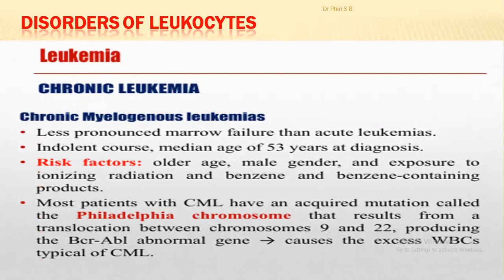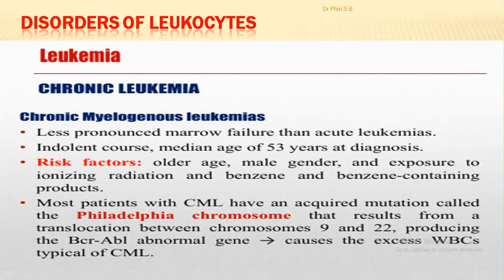Okay, then the chronic myelogenous leukemia. So that was the acute form. The chronic form will take a bit of time. This is a less pronounced marrow failure than the acute leukemias. There is an indolent course, meaning it is a slow course, or slow growing to some extent. Indolent course simply means slow growing, or the problem is not that much. It will take a bit of time for it to develop. That's why it's chronic. The people affected are about 55 years on average at diagnosis.